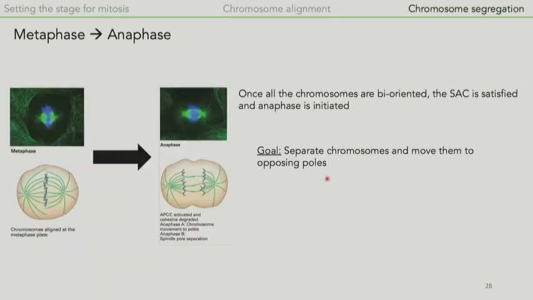So overall, the key step that's occurring in metaphase, as chromosomes are moving to the center of the spindle, is that you want to ensure that the kinetochores have properly attached to microtubules from opposing poles. So once that takes place, once everything is properly aligned, then what people say is the spindle assembly checkpoint has been satisfied, and the cell will move into anaphase.